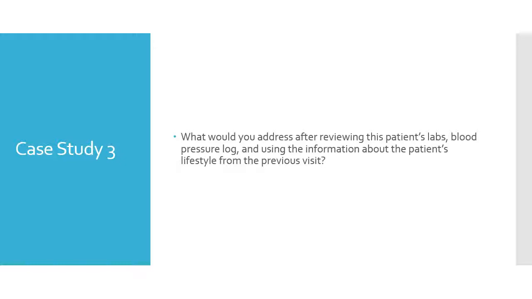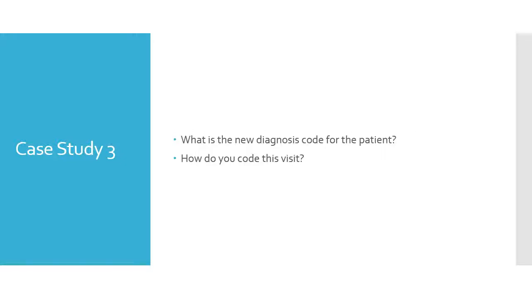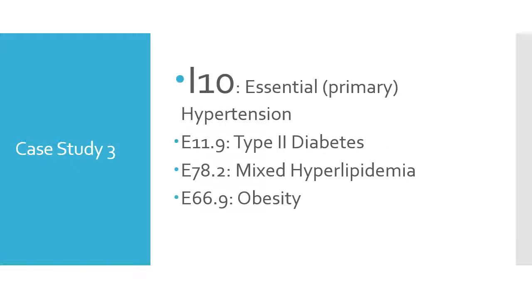What would you address after reviewing this patient's labs, blood pressure log, and using the information about the patient's lifestyle from the previous visit? What is the new diagnosis code for the patient? How do you code this visit? Essential primary hypertension, diabetes, hyperlipidemia, and obesity. We would code this because we yet again addressed all of these issues.